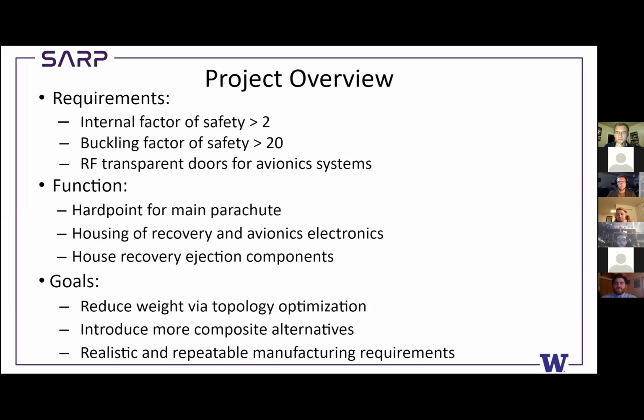The function of the recovery coupler is to be a hard point for the main parachute in the recovery system. That could be Aries, it could be the normal chute, whatever happens, we want to be ready for that. We also have to house any of the recovery electronics and avionics electronics, as well as recovery ejection components. And the goal here is to reduce weight via optimizing our geometry and introduce more composites this year and next year, hopefully. We also want to have realistic and repeatable manufacturing requirements so that we don't spend all year in the shop.